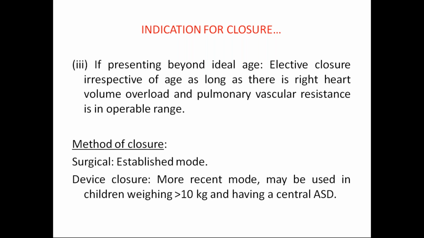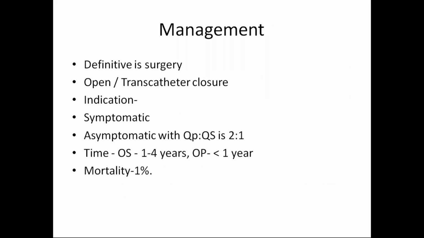Methods of closure: previously it was mostly surgical. Now devices have almost replaced it, and it is the more recent mode. The child weighing more than 10 kgs has nothing to do with the heart; it is to deal with the anesthesia. And surgery is either open or transcatheter closure. You just put a catheter from your femoral artery and reach your heart, and you just open the device, and the device closes the defect.